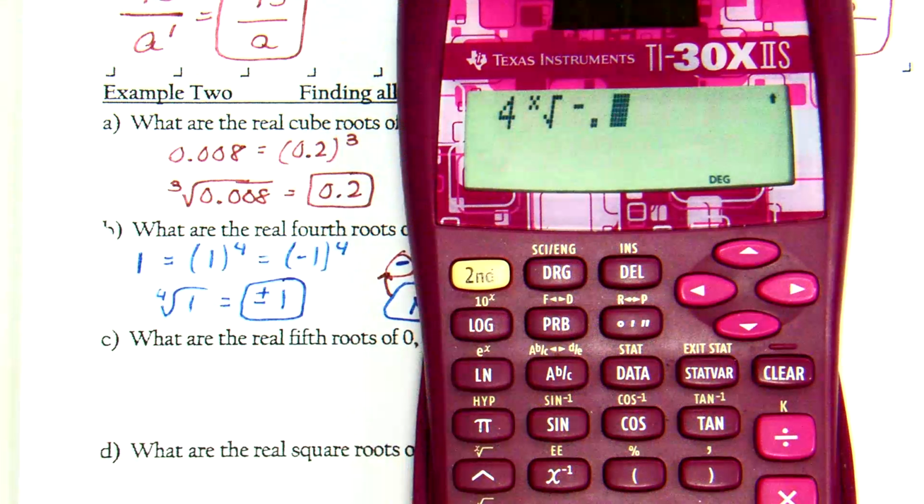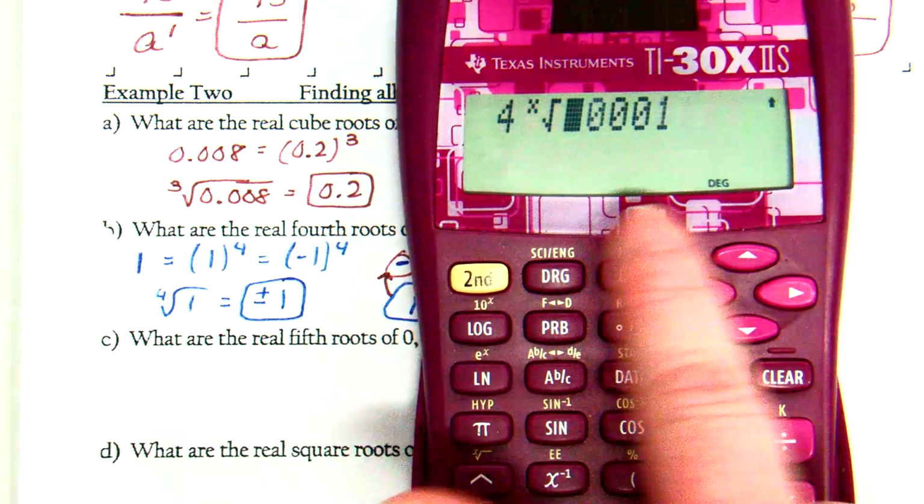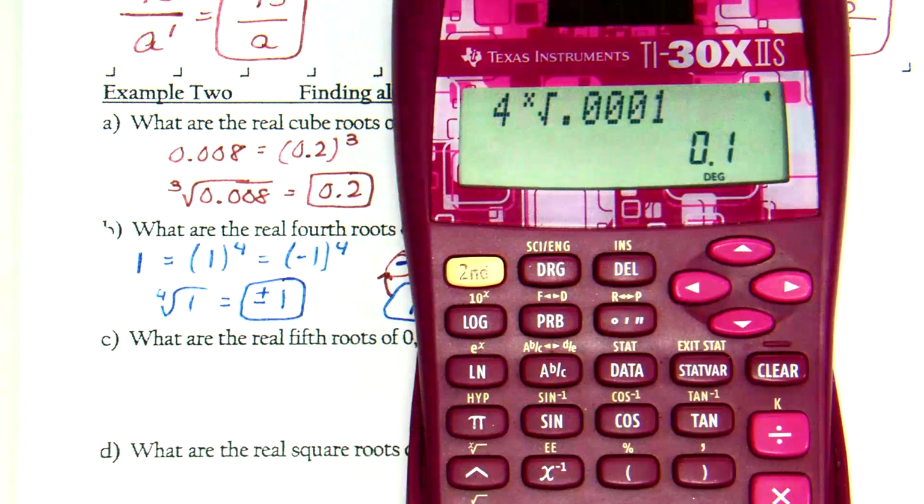If I took this negative off, did you guess the right answer? Yeah. The fourth root of 0.0001 is 0.1. Notice 4 decimal places, fourth root, so it's 1 decimal per root. If you get stuck on how to use your calculator, let me know. I can usually figure it out. Casios are backwards to me, but I can usually figure them out.